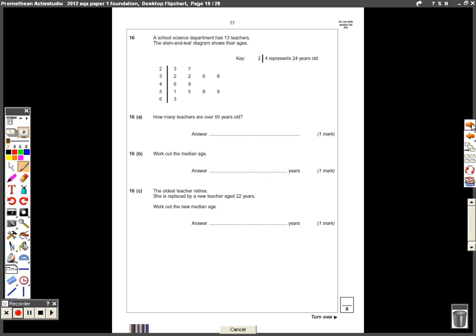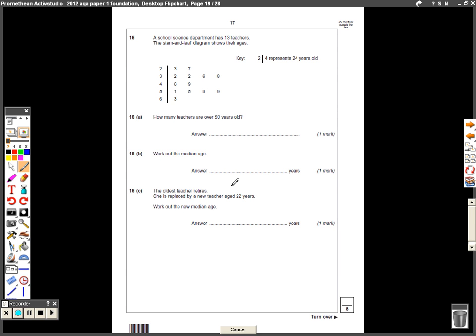Question 16. The school science department has 13 teachers. The stem and leaf diagram shows their ages. There's a key here to help us. 2, 4 represents 24 years old. So if I took that 7, it is 2, 7. That represents 27 years old. So we've got a 23-year-old, a 27-year-old, 32, 32, 36, 38, and so on.